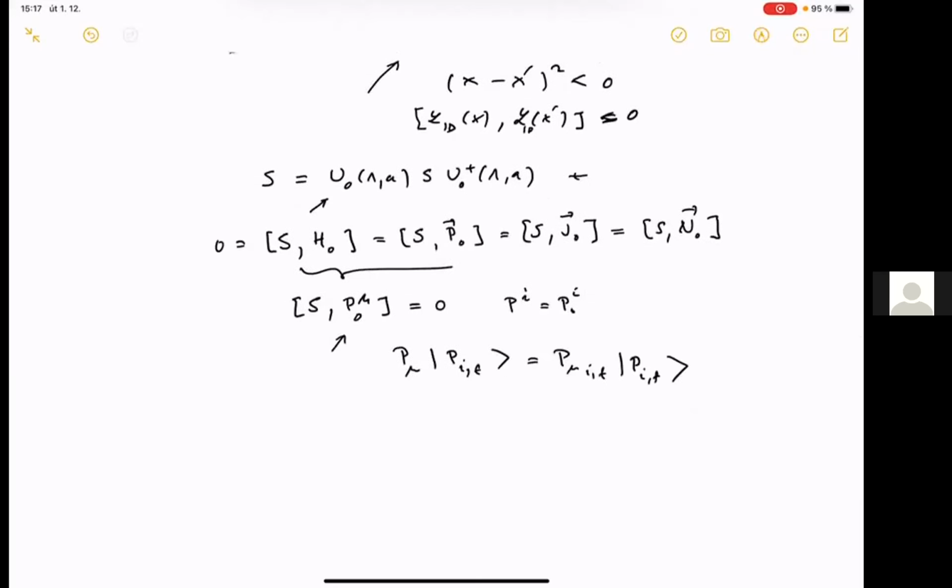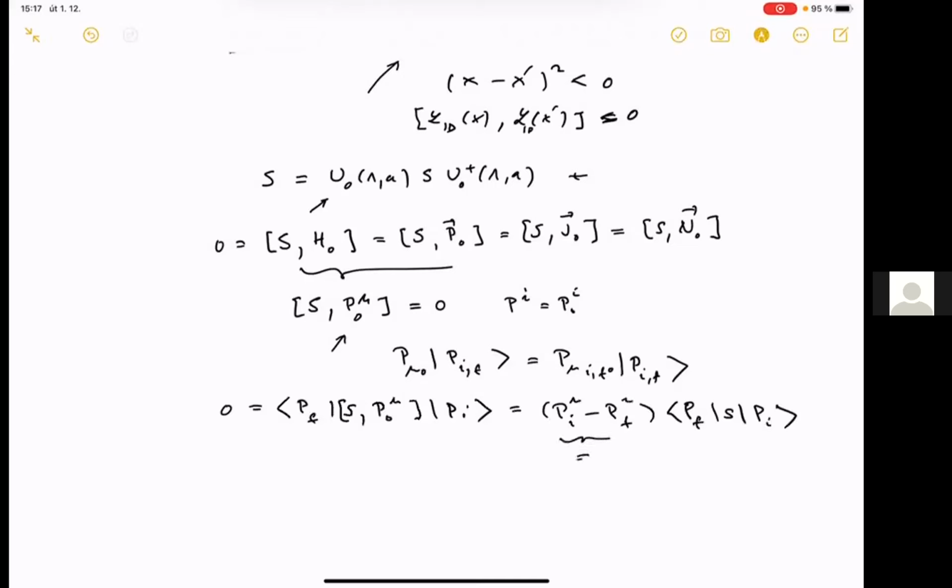And then again making such a matrix element of this commutation relation. This is of course P0 free representation of this P mu I. This should be zero. On the other hand, this should be the difference between Pi minus Pf times the matrix elements between these two states. And therefore we again see, provided this is non-zero, then this must be zero.